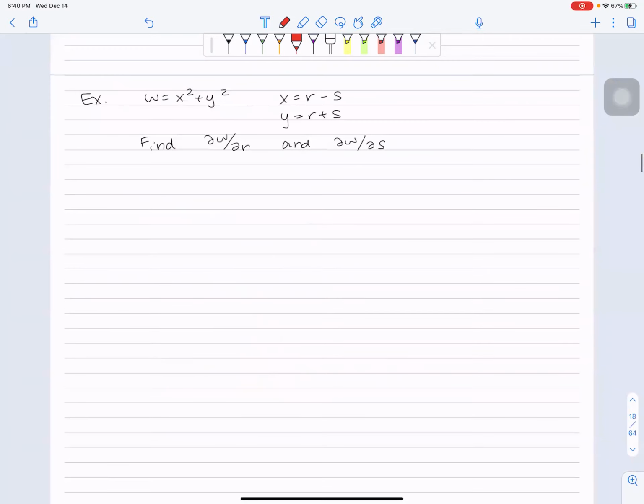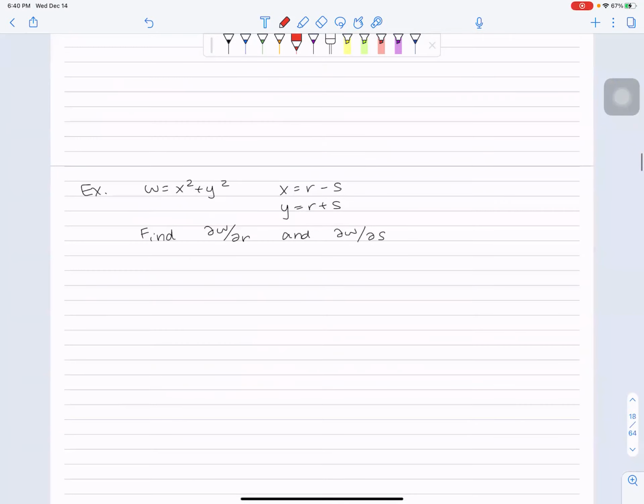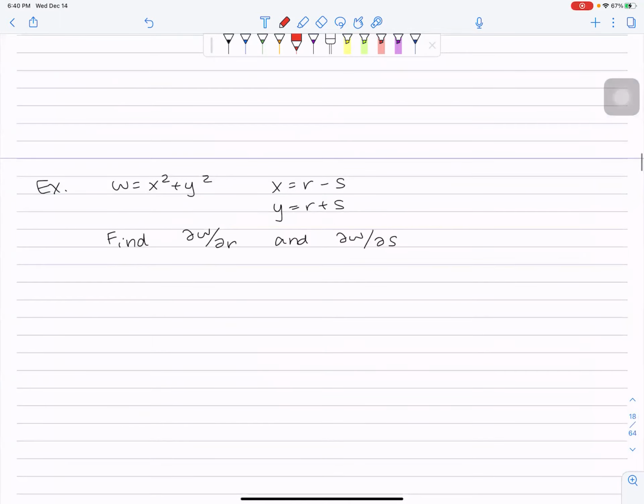Okay, so let me do an example. They give you w is x squared plus y squared, x is r minus s, y is r plus s. I want to find the partial of w with respect to r and the partial of w with respect to s. So we could do it two ways. First, I can use the branch diagram, which is the classical chain rule.